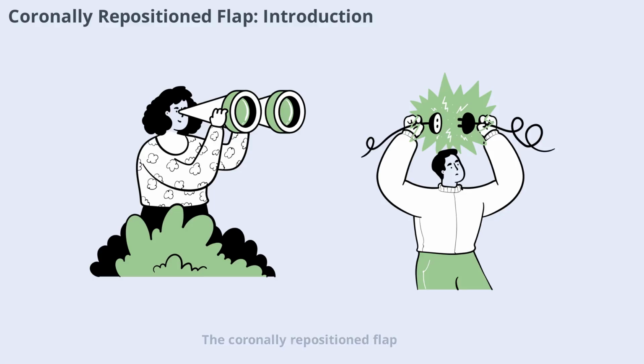The coronally repositioned flap, also known as the coronally positioned flap, is a technique used for aesthetic coverage of exposed roots and for reducing tooth sensitivity due to gingival recession. This procedure is particularly useful for treating multiple areas of root exposure and does not require involvement of adjacent teeth. Let's review the indications for this technique.